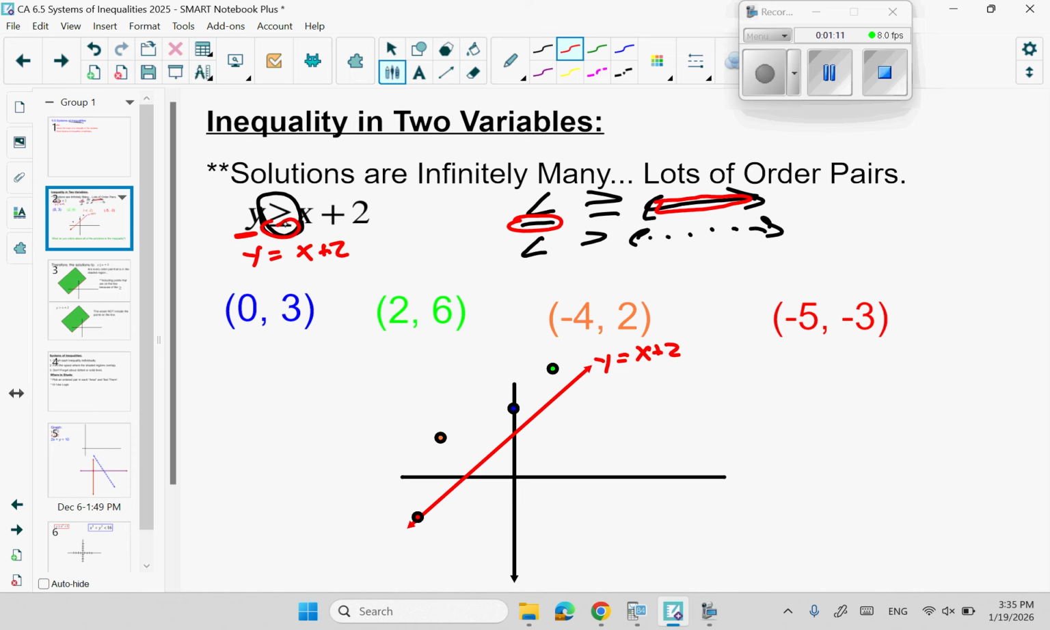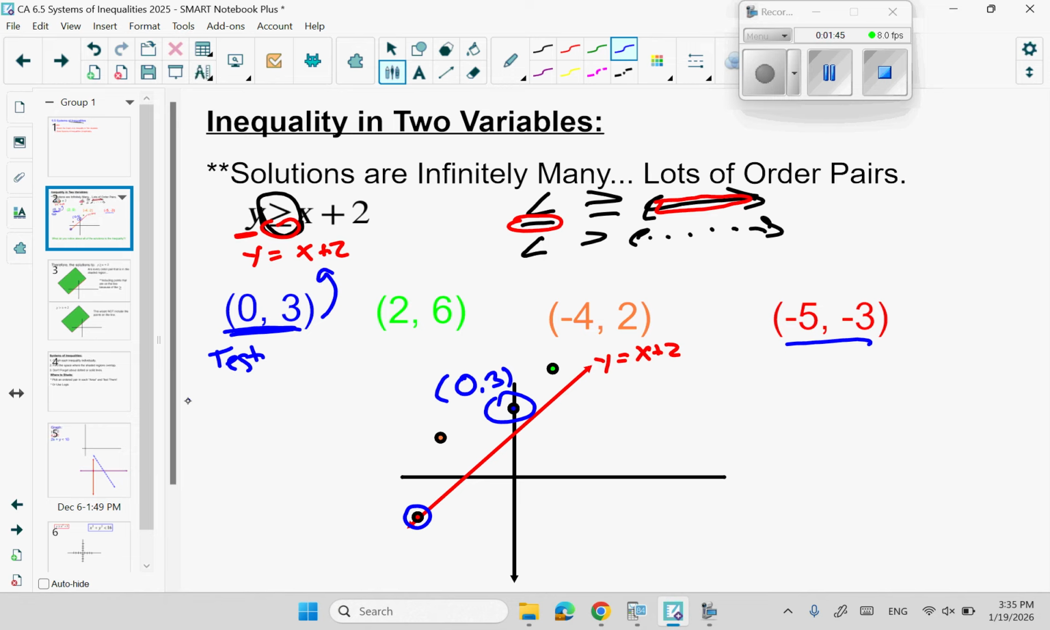The third step is we need to figure out shading. So, often what you do is pick some test coordinate that's not on the line. Here I've provided a couple. The only one which would be bad is -5, -3, because it's along the equation. If I pick any one of the other ones, so let's say we pick this one, 0, 3, we can plug 0, 3 in as our test. So I'm going to plug it into our inequality.